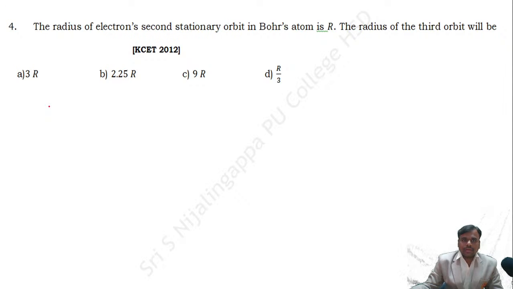The radius of electrons second stationary orbit in Bohr atom is r. That means the radius of the electrons in the second orbit is given, that is r. That is r represents the radius of the electron orbit in the Bohr's second orbit. See here, the radius of the third orbit will be, generally we know that the radius of the orbit goes on increases with increase of the orbital number. First radius, second orbital radius, third orbital radius, fourth orbital radius goes on increasing.